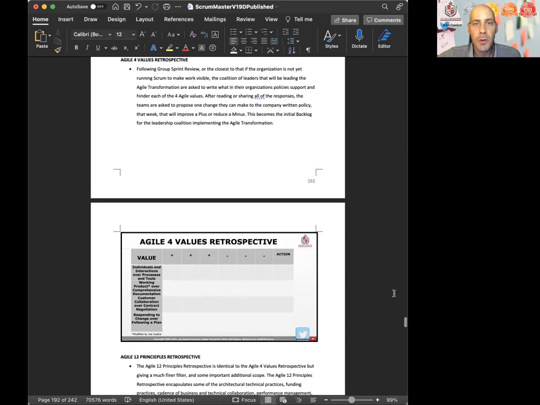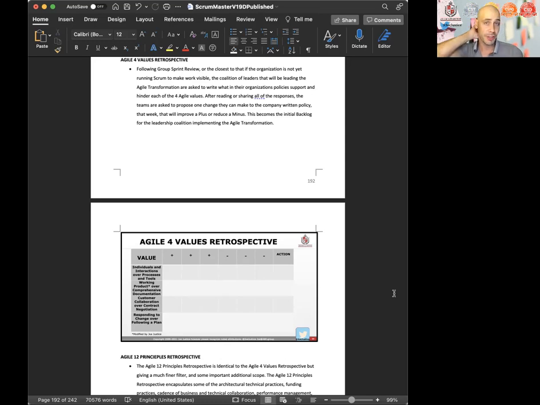Following group sprint review, or the closest to that if the organization is not yet running Scrum to make work visible, the coalition of leaders that will be leading the Agile transformation are asked to write what in their organization's policies support and hinder each of the 4 Agile values. After reading or sharing all of the responses, the teams are asked to propose one change they can make to the company written policy that week that will improve a plus or reduce a minus. This becomes the initial backlog for the leadership coalition implementing the Agile transformation.